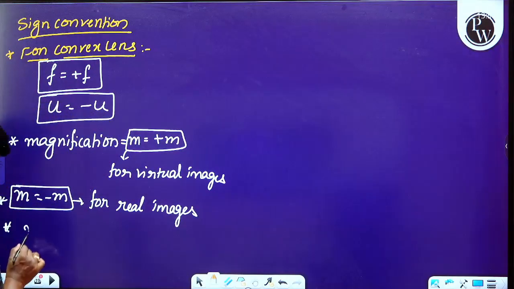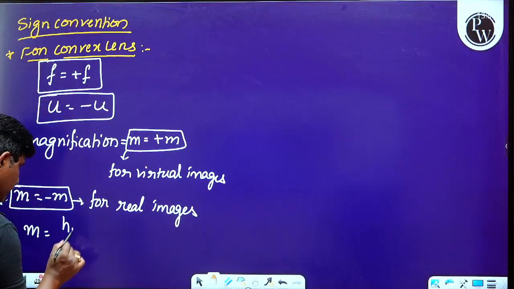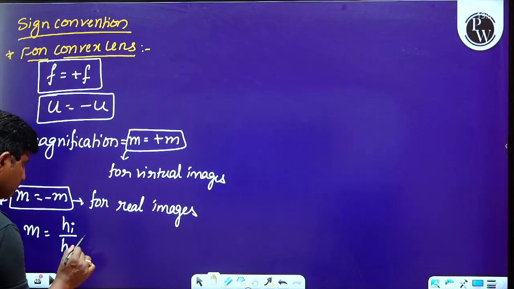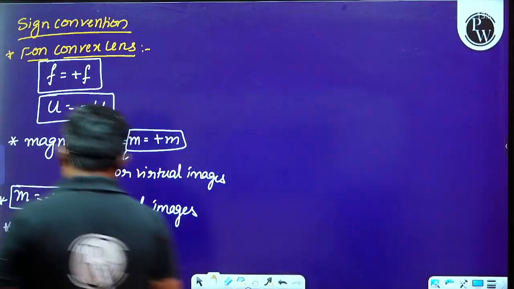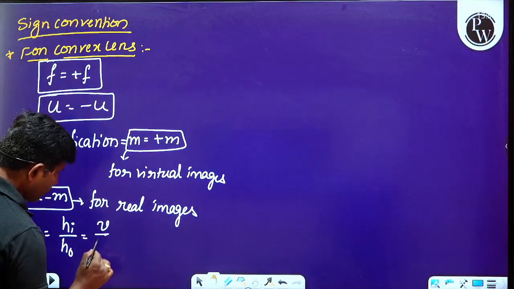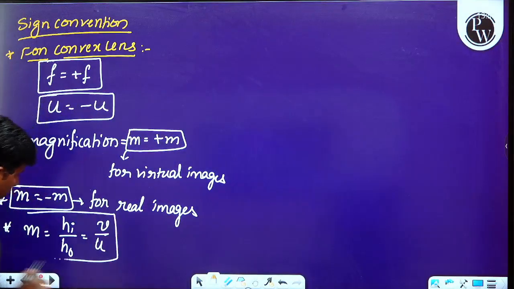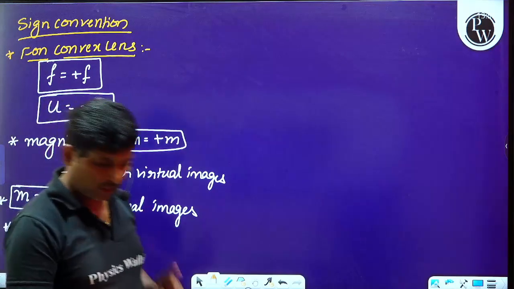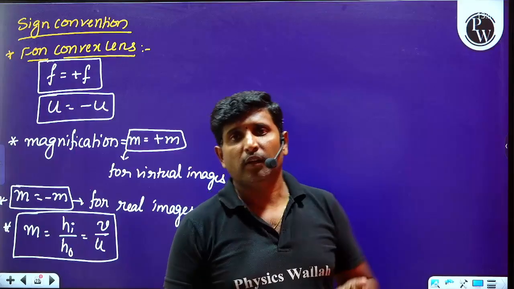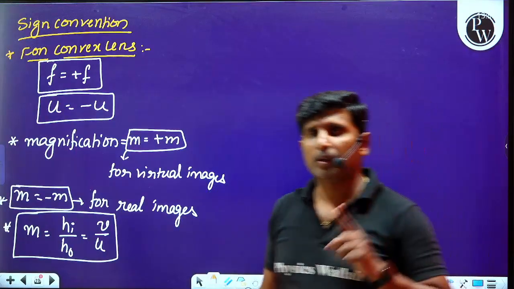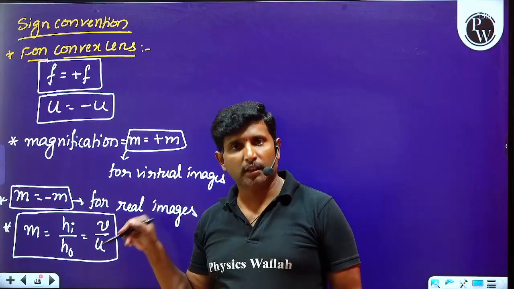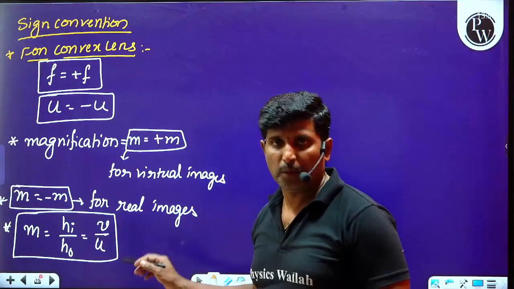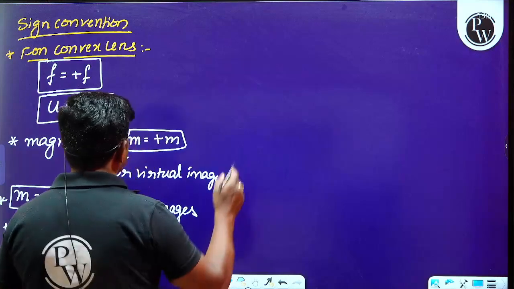and please make sure magnification is equal to hi, height of the image divided by height of the object, otherwise size of the image divided by size of the object, or in terms of object distance and image distance we can say v by u. Is it clear? That is the magnification formula. Many people will get confused between the mirror and the lens. For the mirror, magnification is minus v by u, and for lens magnification is plus v by u. So don't get confused, okay.